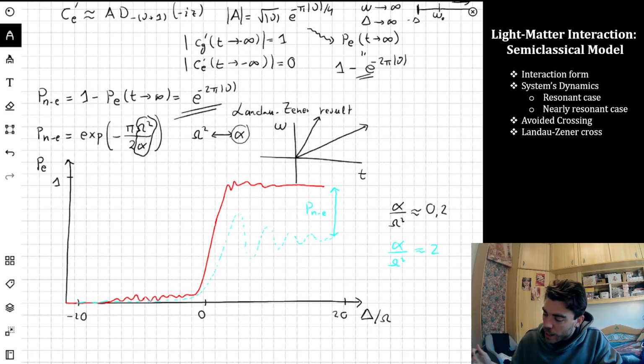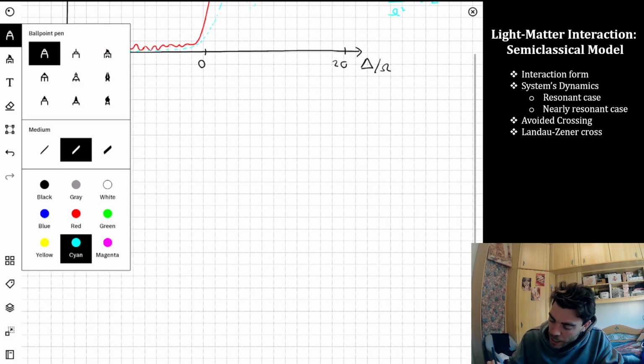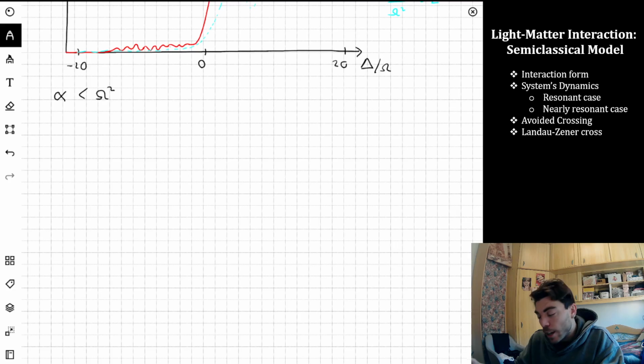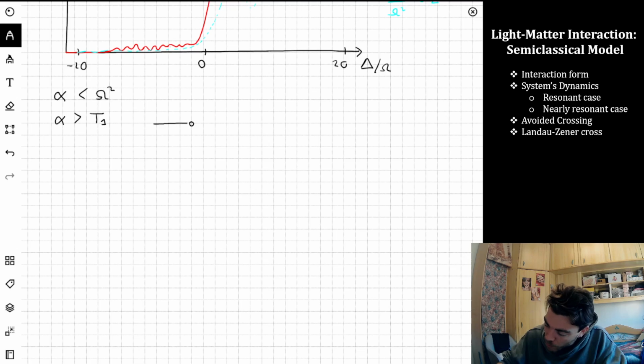Now, a note that we should make here, just to finish this video, is that the velocity at which we change is true, it should be smaller than omega squared in order for the transition to be prepared well, but it's also true that we are assuming implicitly that this is bigger than the T1 of the atom. The T1 is the relaxation time, because we are assuming here that the atom, when it goes from the ground state to the excited state, it will remain there.